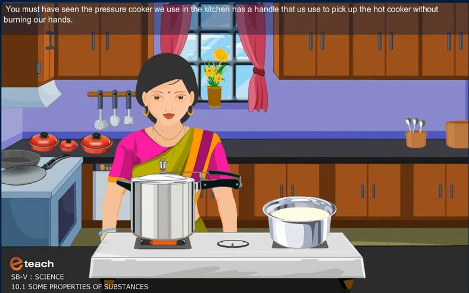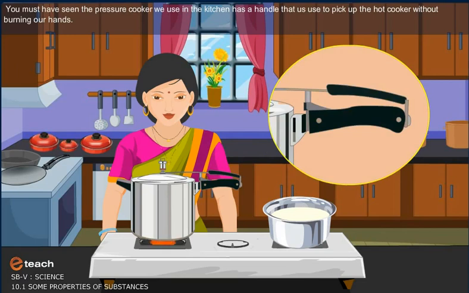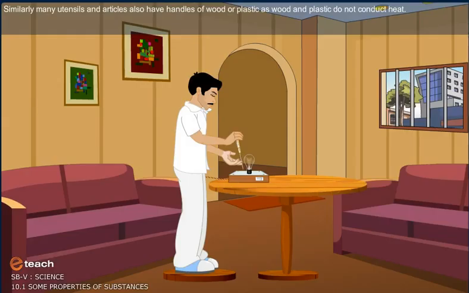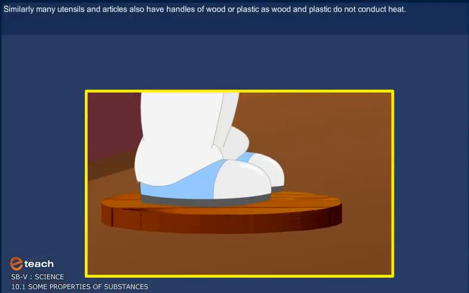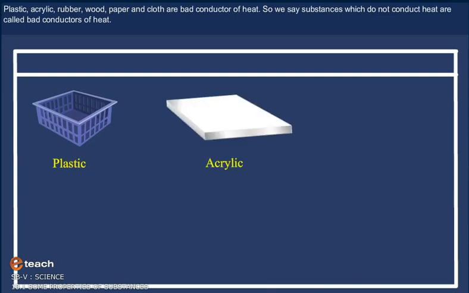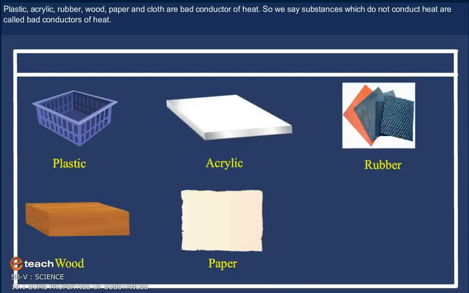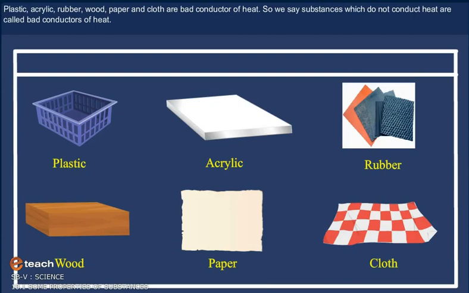You must have seen that the pressure cooker we use in the kitchen has a handle that we use to pick up the hot cooker without burning our hands. Similarly, many utensils and articles also have handles of wood or plastic, as wood and plastic do not conduct heat. Plastic, acrylic, rubber, wood, paper and cloth are bad conductors of heat. So, we say substances which do not conduct heat are called bad conductors of heat.